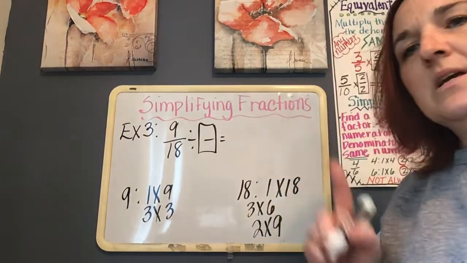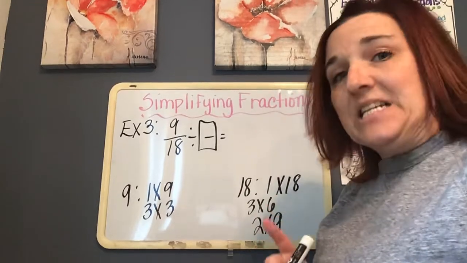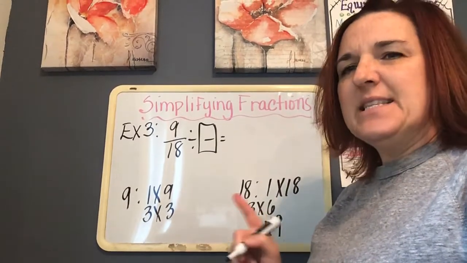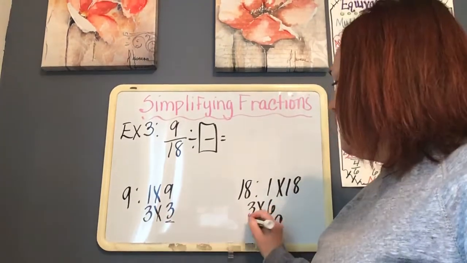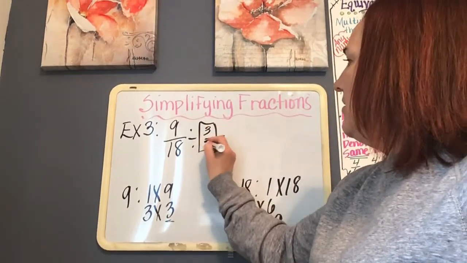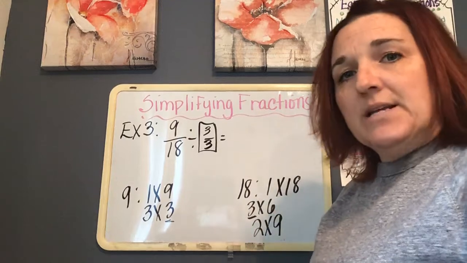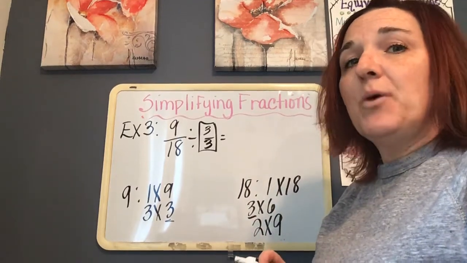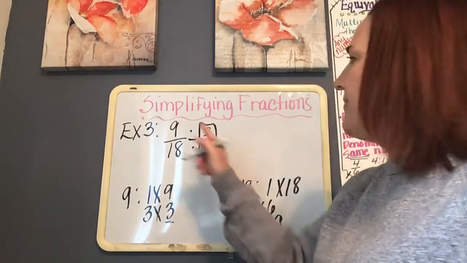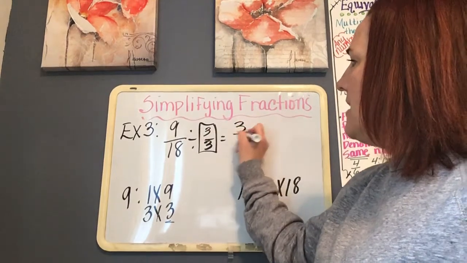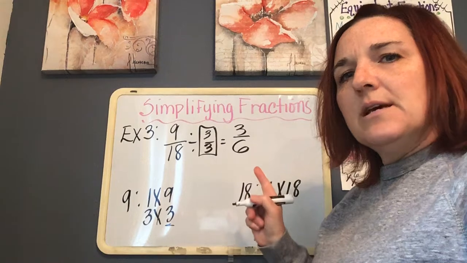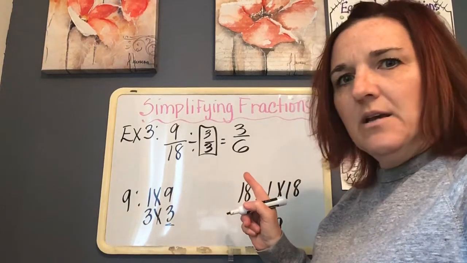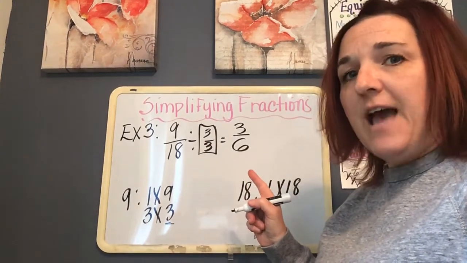Okay, now I'm going to show you what would happen if you didn't use the greatest common factor. Let's say I see 3, and I'm going to say, okay, I see that there's 3 here. So even though it's not the greatest common factor, it is a factor of both numbers. So I'm going to go ahead and put that in. 9 divided by 3 is 3. 18 divided by 3 is 6. Well, you're looking at 3, 6. That is not as low as it can go. They still have a common factor.